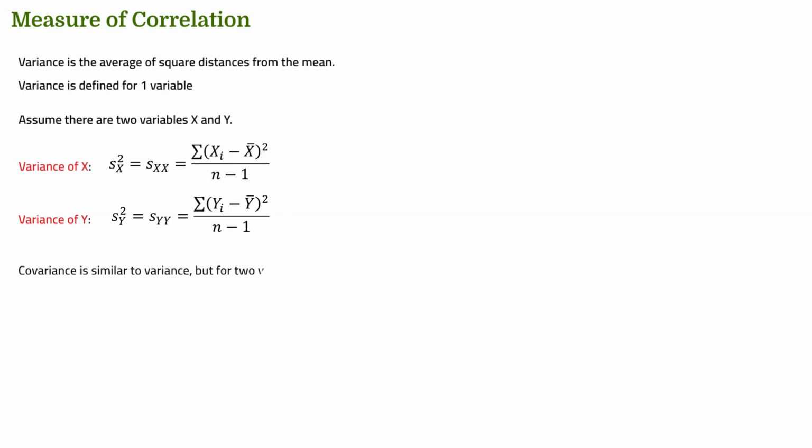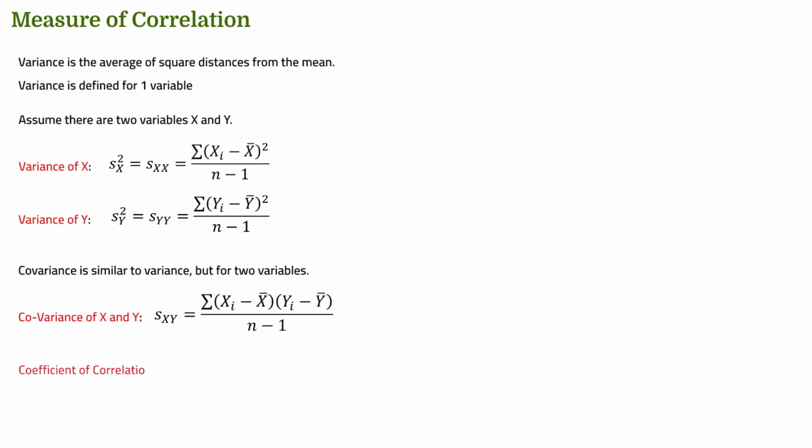Covariance is similar to variance but for two variables. So covariance of x and y is SXY, and is somehow sort of average of distances of these two variables being multiplied together from their means. Coefficient of correlation is the normalized covariance. So correlation of x and y is covariance of x and y, SXY, divided by a square root of multiplication of variances, as you can see in the formula here.